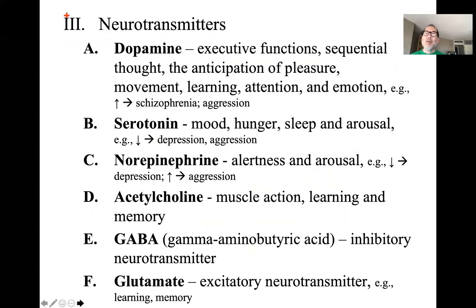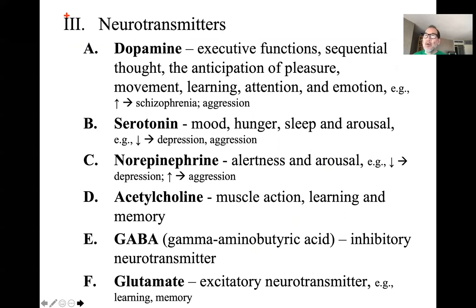Of the different types of neurotransmitters, these are the major ones that come up time and time again in psychological research. As I mentioned, there are about a couple dozen different neurotransmitters that are investigated regularly, but these are the main ones that come up a lot and will certainly come up in our discussions. The first is dopamine.